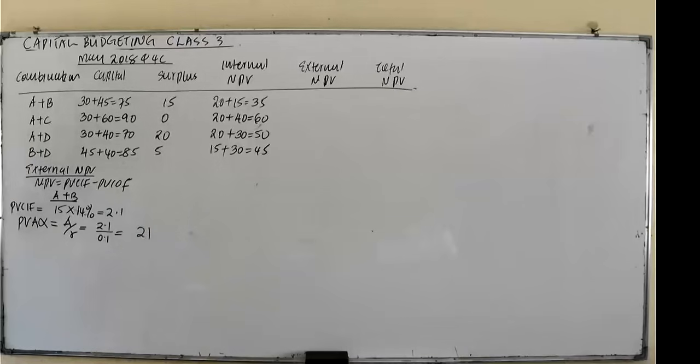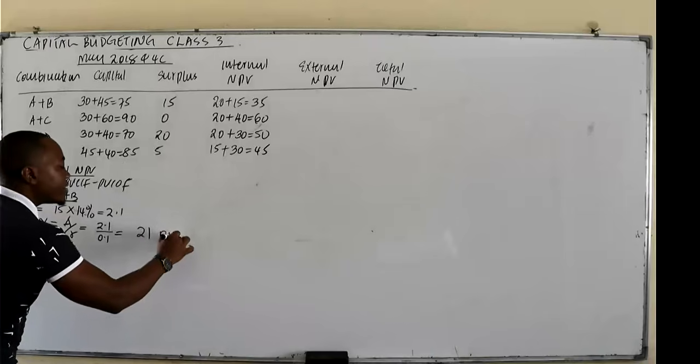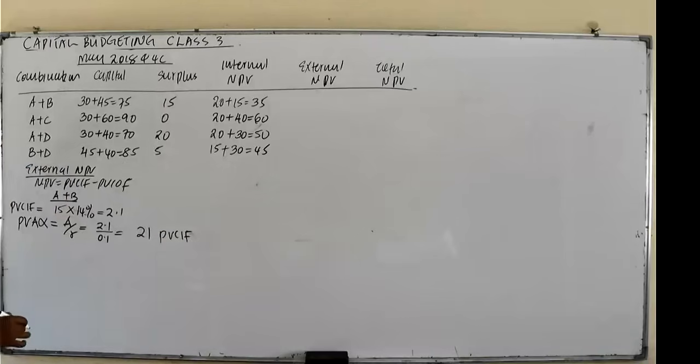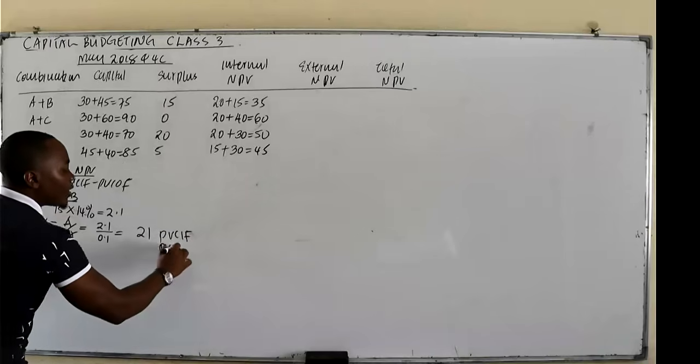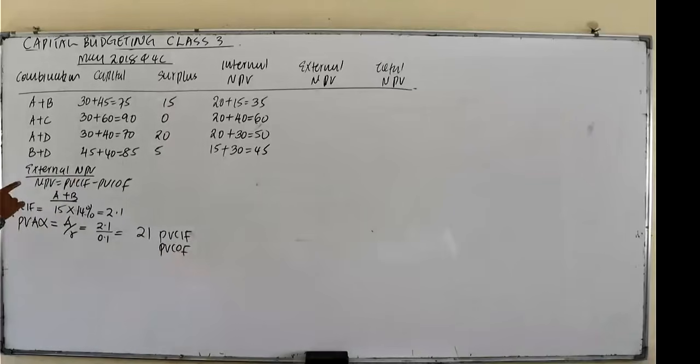So the objective is to get NPV. To get NPV, you take the present value of cash inflow. Now, this is our present value of cash inflow. We raise the present value of cash outflow. A and B. How much is the present value of cash outflow? Give me a wrong answer. Should I evaluate A and B? How much is the capital?